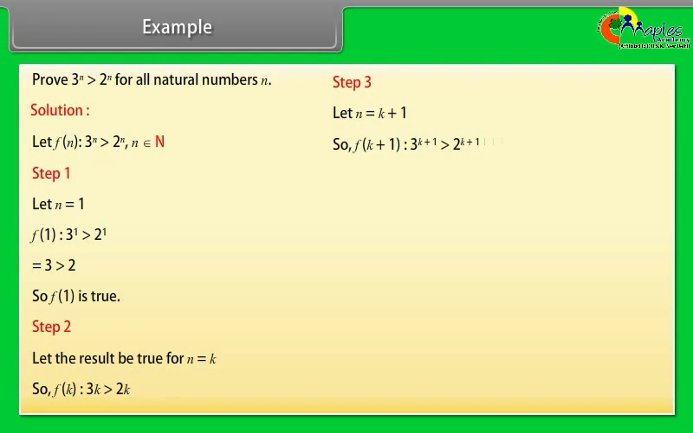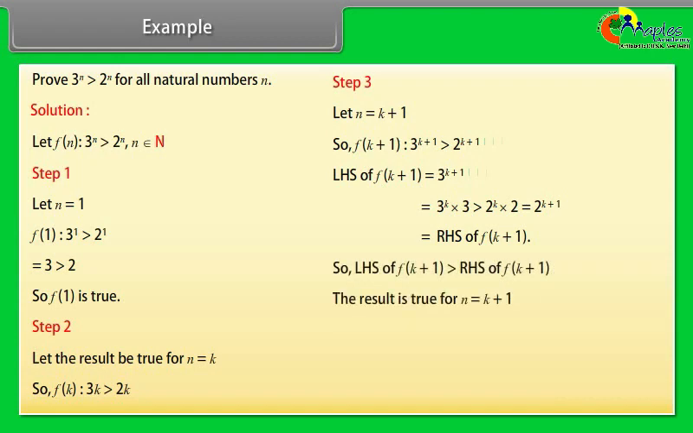So, f of k plus 1 such that 3 raised to power k plus 1 greater than 2 raised to power k plus 1. LHS of f of k plus 1 is equal to 3 raised to power k plus 1 is equal to 3 raised to power k into 3 is greater than 2 raised to power k into 2. That is, 2 raised to power k plus 1 is equal to RHS of f of k plus 1. So, the result is true for n is equal to k plus 1. Step 4. By principle of mathematical induction, 3 raised to power n greater than 2 raised to power n for n belongs to capital N.